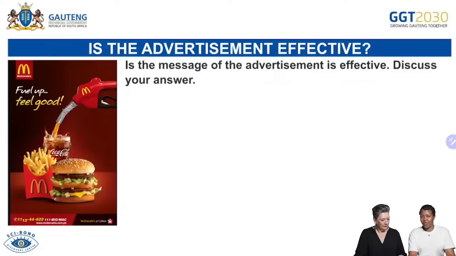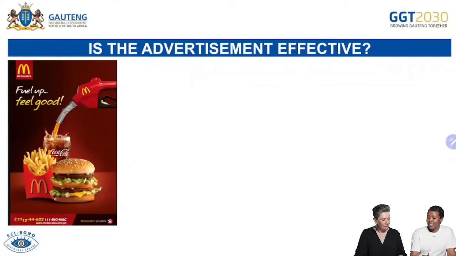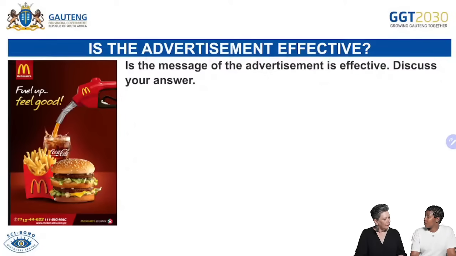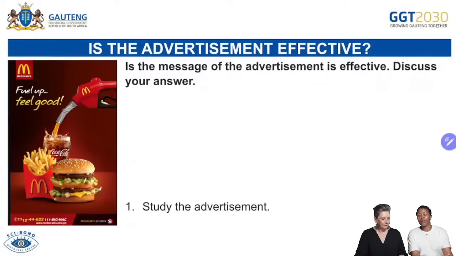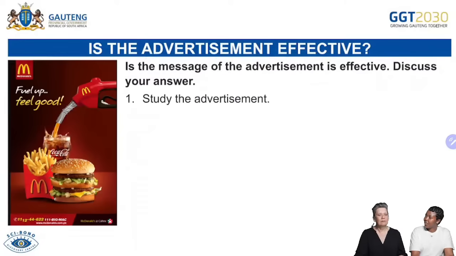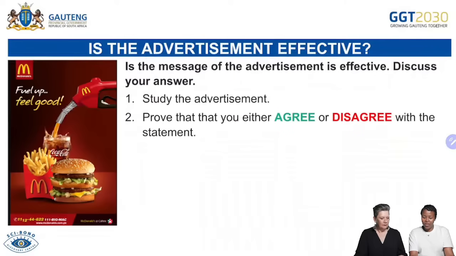Now, is the advertisement effective? This you need to ask yourself. After having looked at it, is it effective? Do you think the advertiser succeeded in convincing you to want to have the product? Is the message of the advert effective? You need to discuss your answer. And some of the answers that we spoke about, remember, we alluded to the absence of some information in the advert, and that can help you say, no, it's not effective because they did not include this, or yes, it is effective because of this and that. And for you to be able to effectively respond to this question, you study the advert. We repeat the word study the advert. Then you prove that you either agree or disagree with the statement.